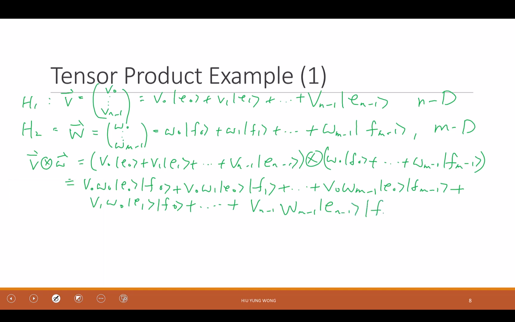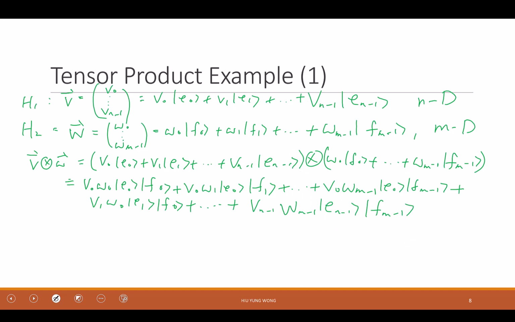And then Fm minus 1. Say again? Where E1? N minus 1. Okay, I already finished this. I finished V1, V2, now I'm doing Vn minus 1 times Wm minus 1. This is the very last term, good point, yeah.